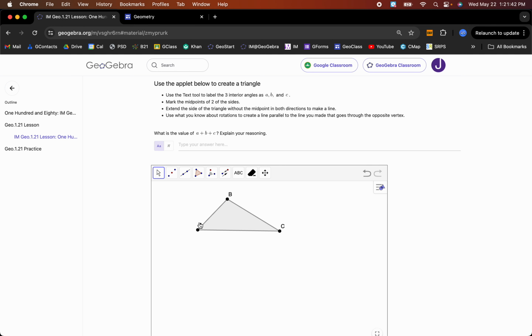Okay, I'm just going to move these so that they are on the inside here, so that we can say, oh yeah, that angle right there is angle A, B, and C. Okay, there we go. All right, mark the midpoints of two of the sides.